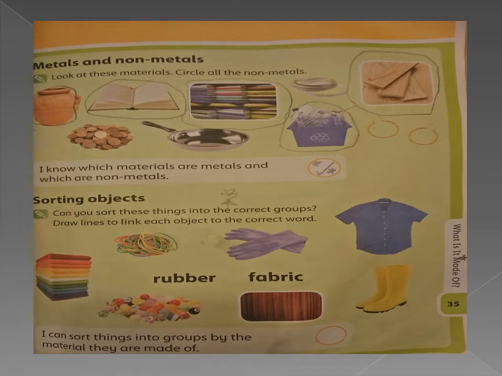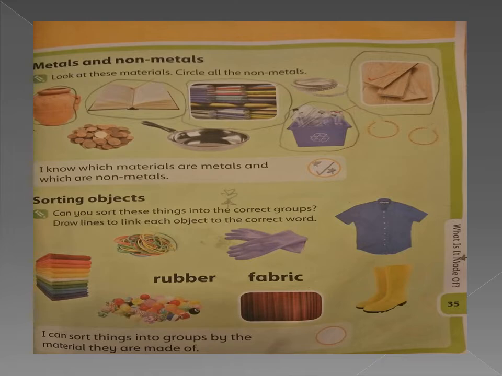So first one is pottery. Pottery is a non-metal, so you have to circle it. Then it's a book, made of paper. You know that it is a non-metal, circle the book. Then there are clothes. Clothes are non-metal, circle the clothes. Then it's a silver bangle. Silver is a metal, so we don't have to circle these bangles. Then there are wood pieces, so you have to circle them because wood is non-metal.